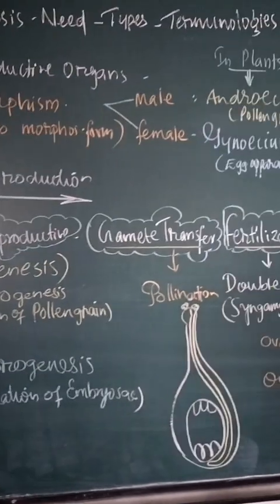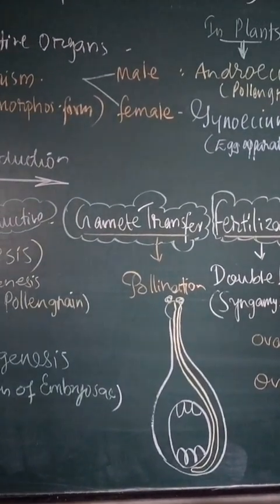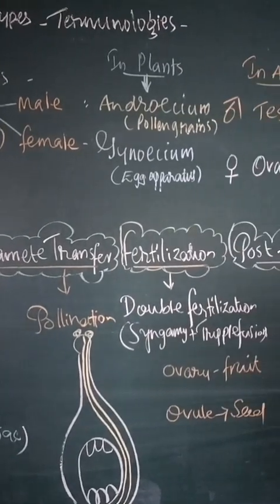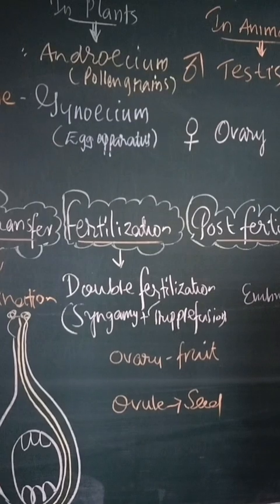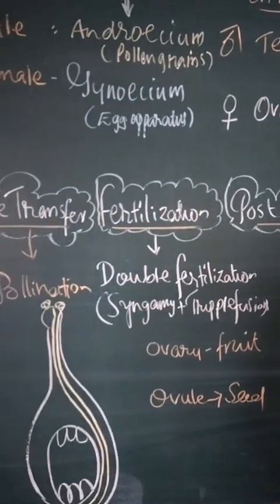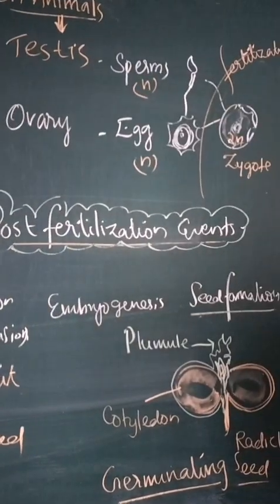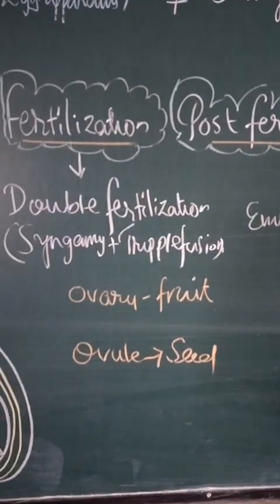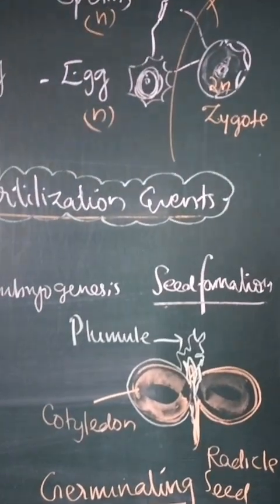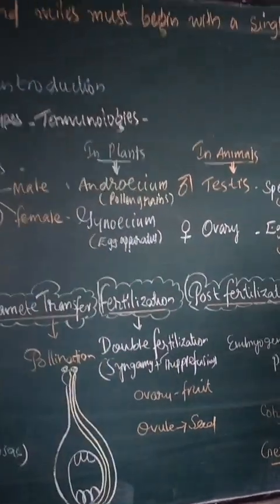Then coming back to the gamete transfer, that is pollination types and agencies and the peculiar features of the flowers adopted. Then the fertilization process of syngamy and triple fusion, which happens in the typical embryo sac, and the post-fertilization events where the ovary becomes fruit and ovule becomes seed, and also the typical structure of a seed during germination. So these events will be discussed in detail.